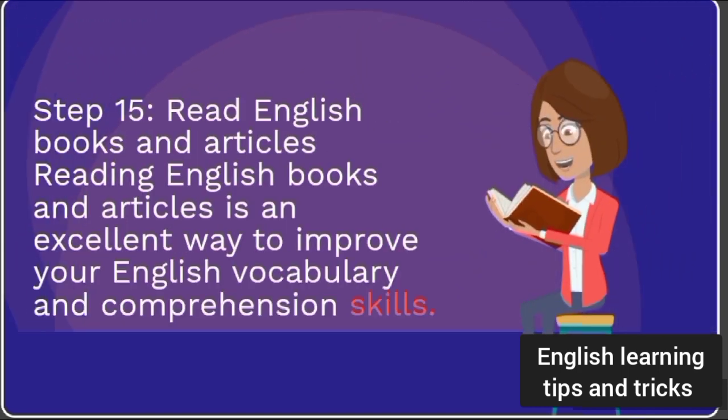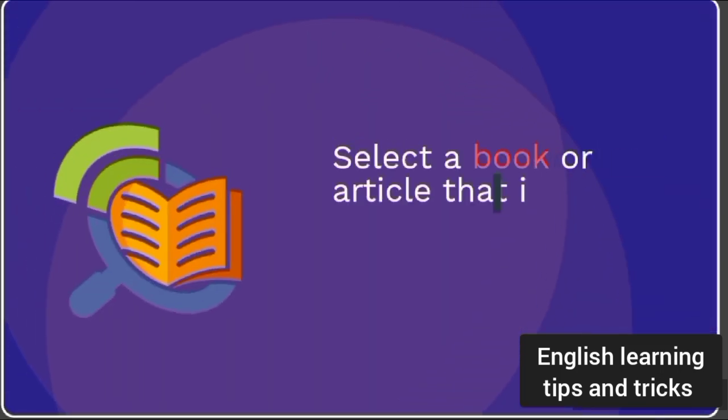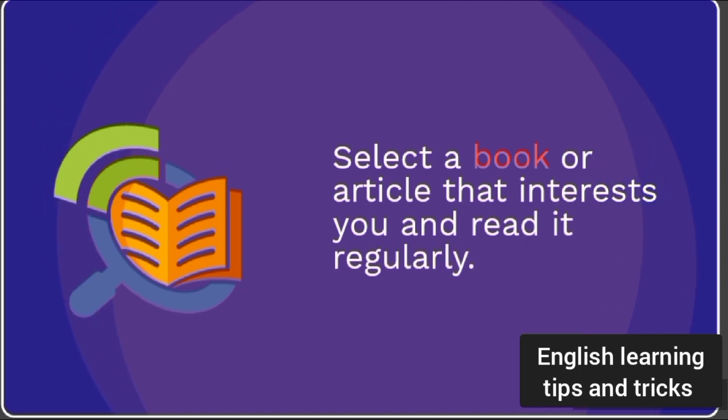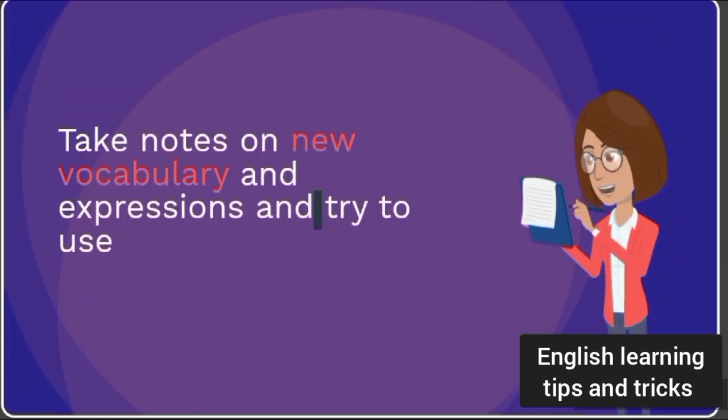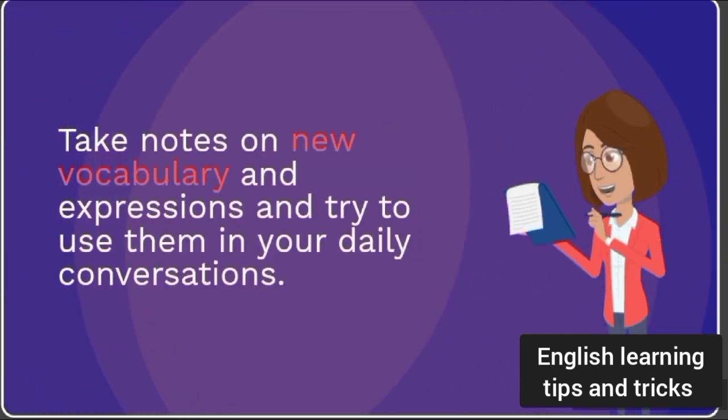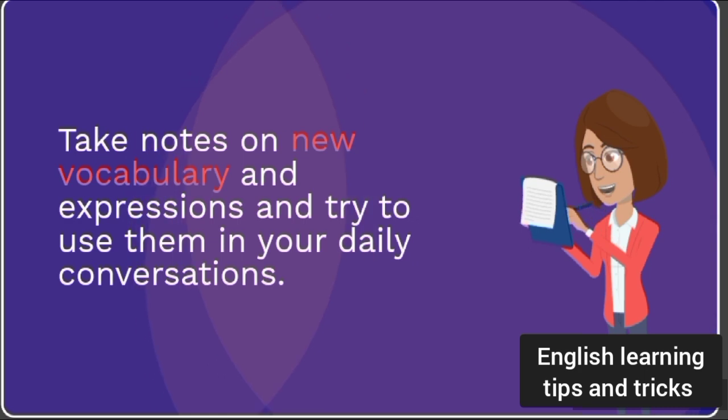Step 15. Read English books and articles. Reading English books and articles is an excellent way to improve your English vocabulary and comprehension skills. Select a book or article that interests you and read it regularly. Take notes on new vocabulary and expressions and try to use them in your daily conversations.